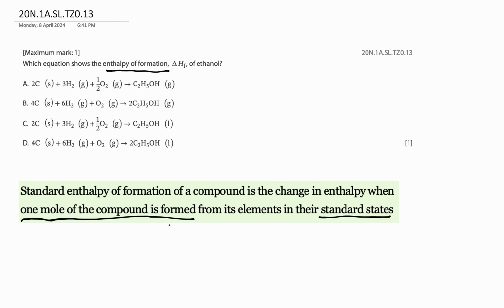By knowing 1 mole of the compound is formed, I can cross out 2 choices straight away, this and this, because in both B and D 2 moles of ethanol are being formed, so it can't be B or D. It has to be A or C.